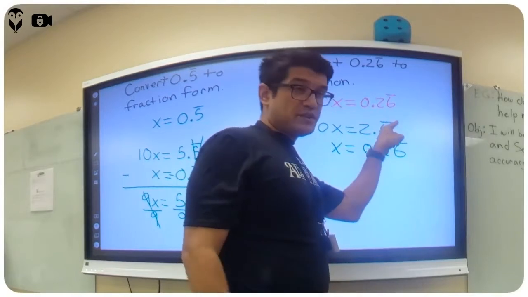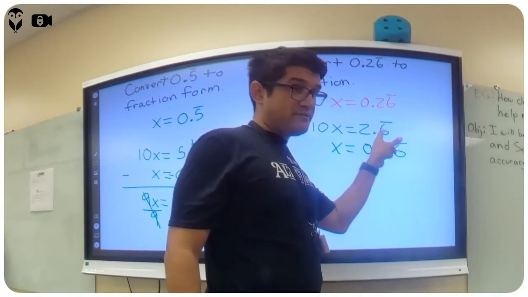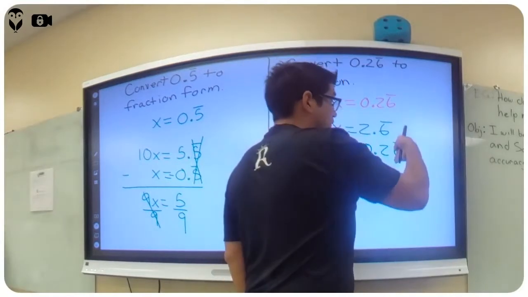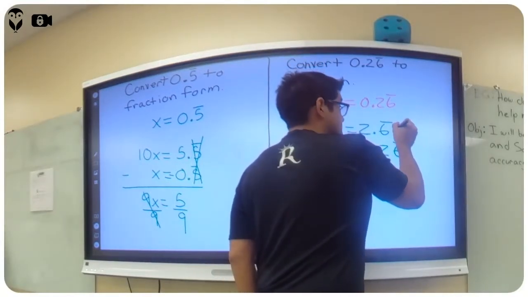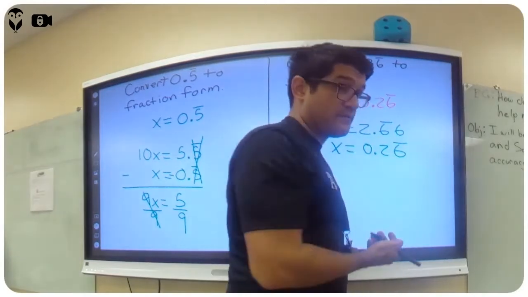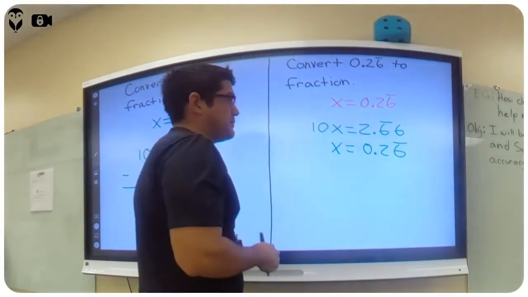Now I want you to remember that the 6's are going on forever. A lot of people accidentally put a 0 here. There's no 0 after the 6. The 6's go on forever. So if you have to fill in a space here, a 6 goes there. Because remember, these 6's are repeated and going on forever. That's a tricky one. That's why this example's here.